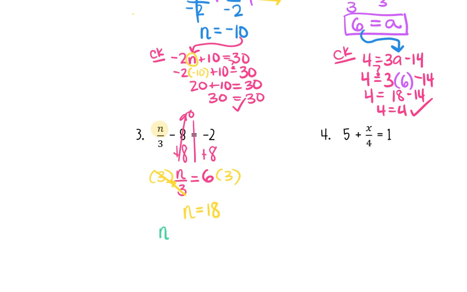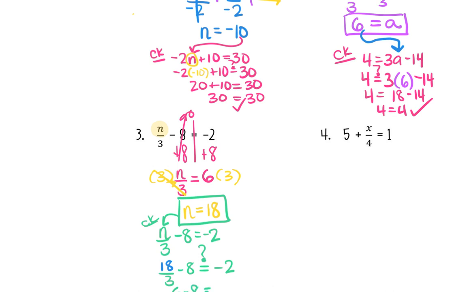We will check this. Here's our check right here. n divided by 3 minus 8 equals -2. Start your check by just rewriting the equation as it was given to you. Now we think n is 18, so I'm going to substitute in 18 right here. And the question is, does the left side equal the right side? 18 divided by 3 is 6, minus 8 is -2, so we check.